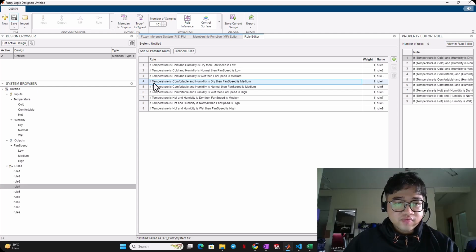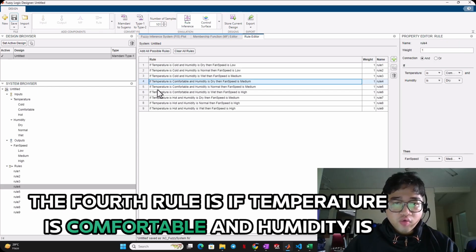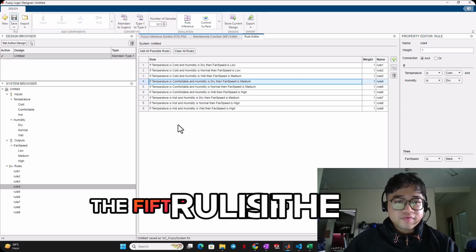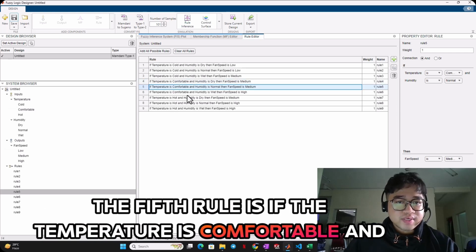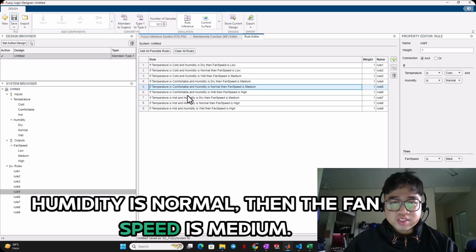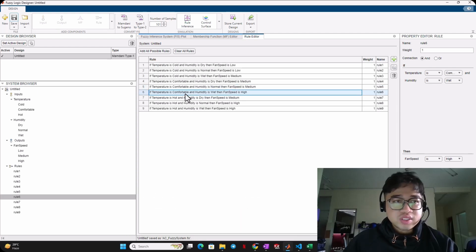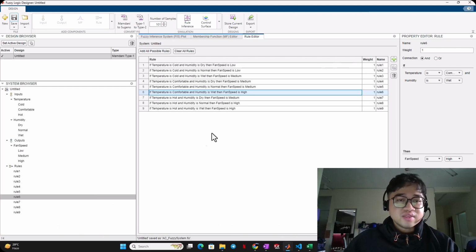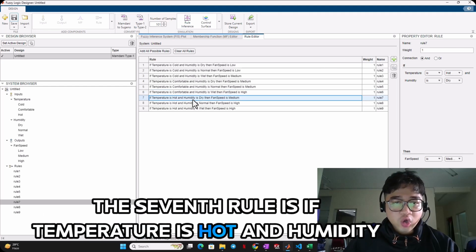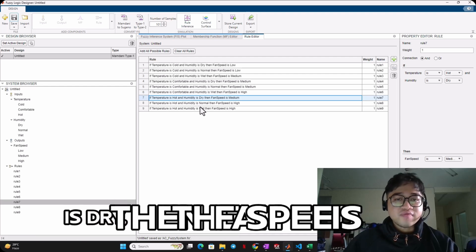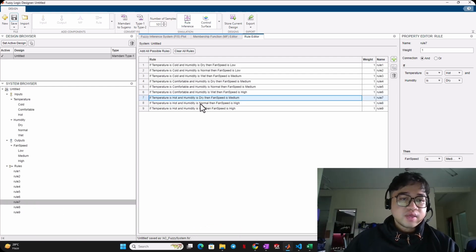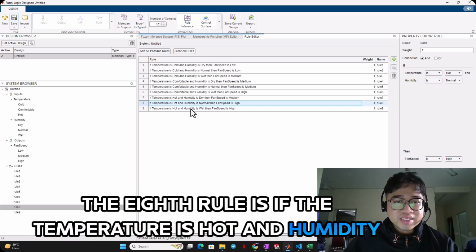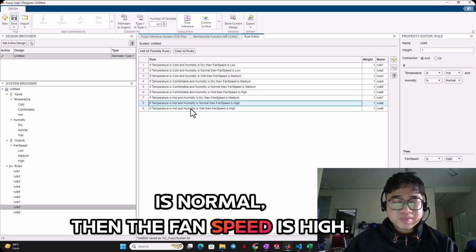The fourth rule is if the temperature is comfortable and humidity is dry, then the fan speed is medium. The fifth rule is if the temperature is comfortable and humidity is normal, then the fan speed is medium. The sixth rule is if the temperature is comfortable and humidity is wet, then the fan speed is high. The seventh rule is if the temperature is hot and humidity is dry, then the fan speed is medium. The eighth rule is if the temperature is hot and humidity is normal, then the fan speed is high.